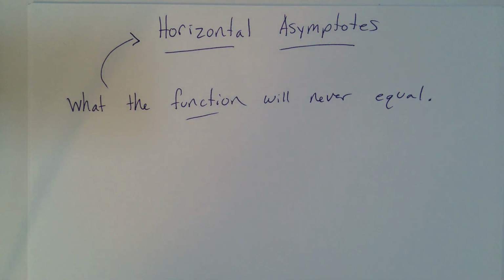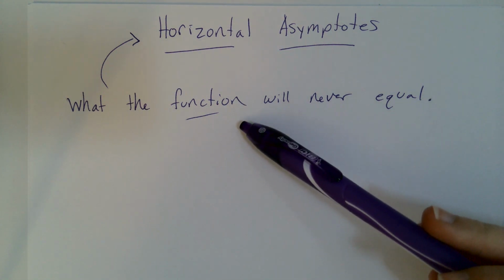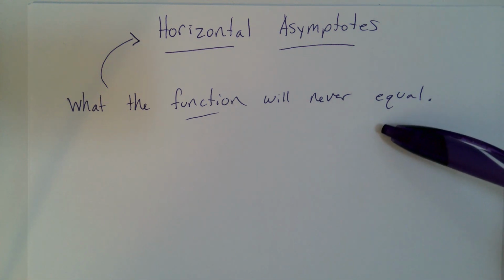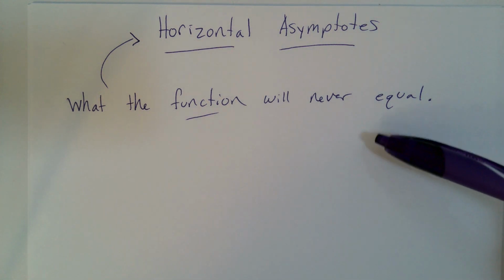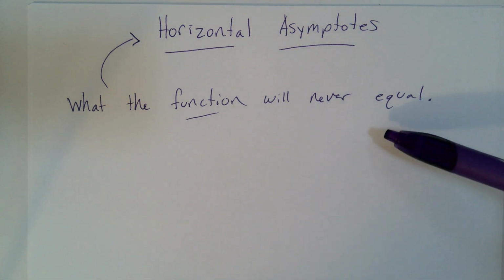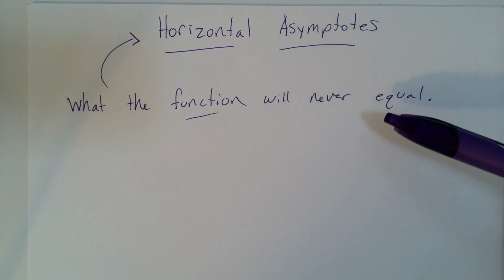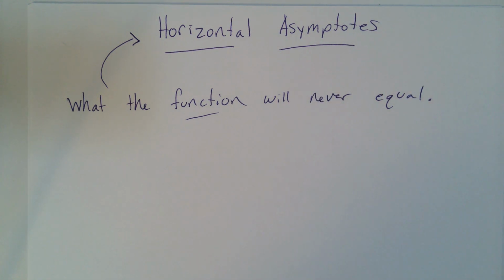Alright, in this video I'm going to talk about horizontal asymptotes. So I have another video about vertical asymptotes, and remember vertical asymptotes are basically the value of x that we can't have in the function because it'll make the function undefined. A horizontal asymptote is what the function will never equal. So no matter what value we plug in for x, it will never be this value at the horizontal asymptote.